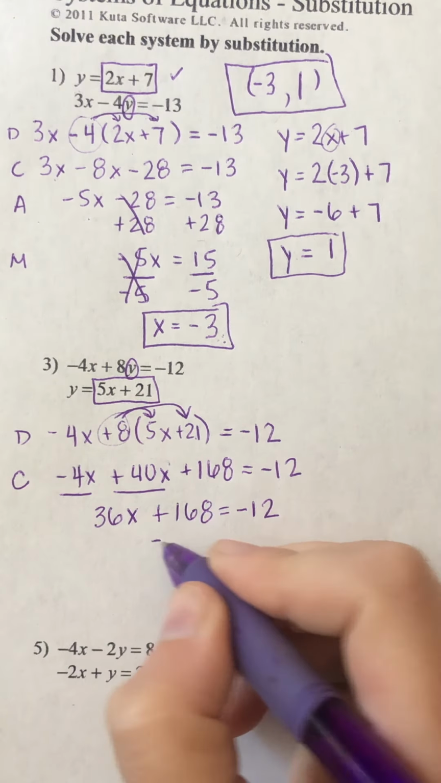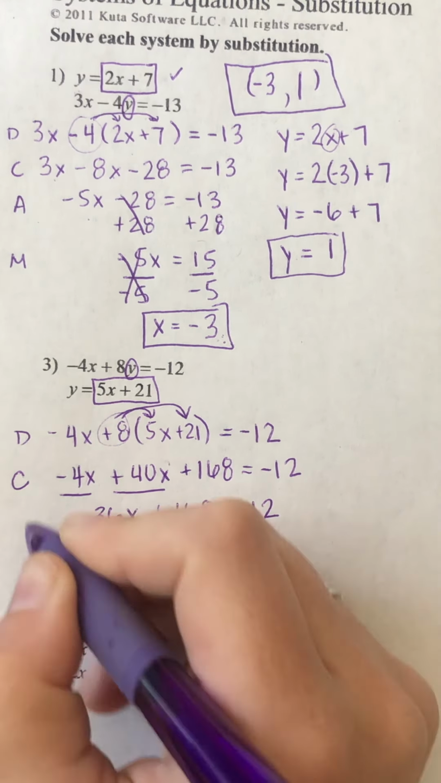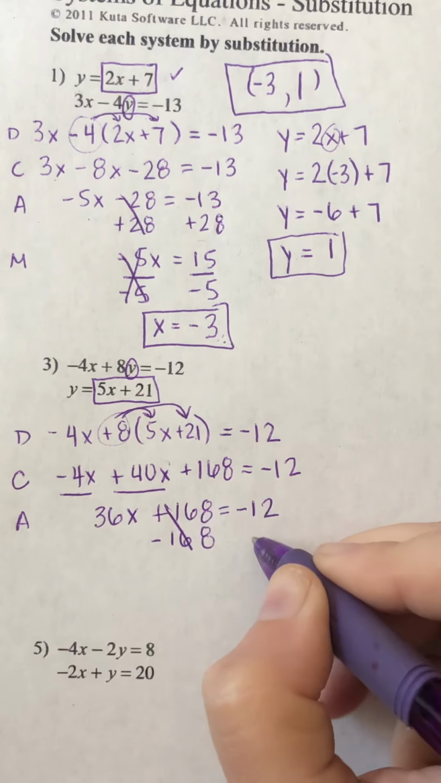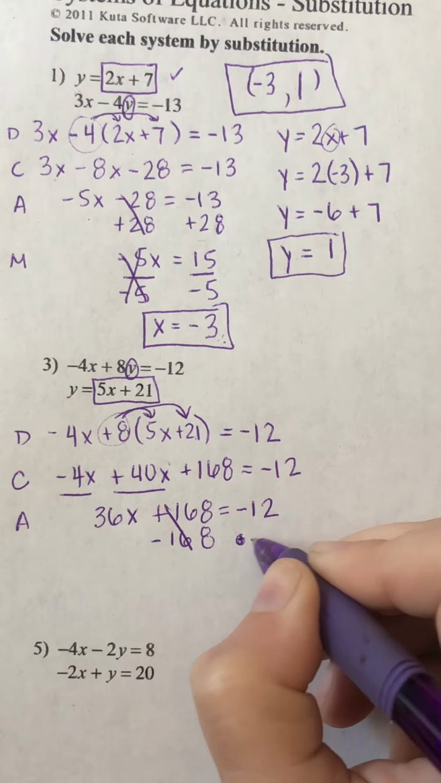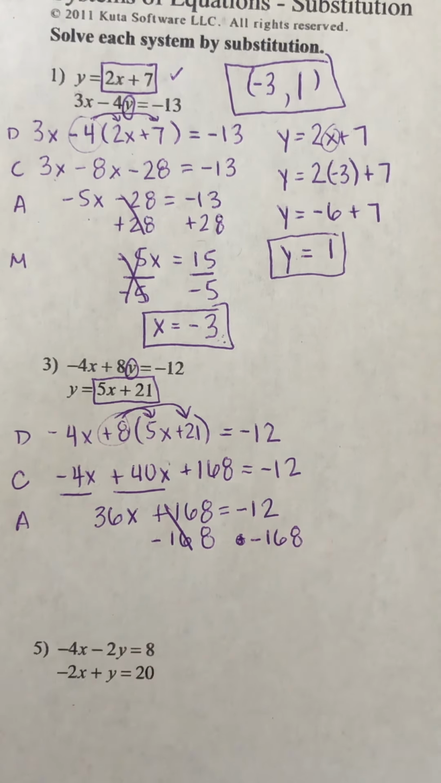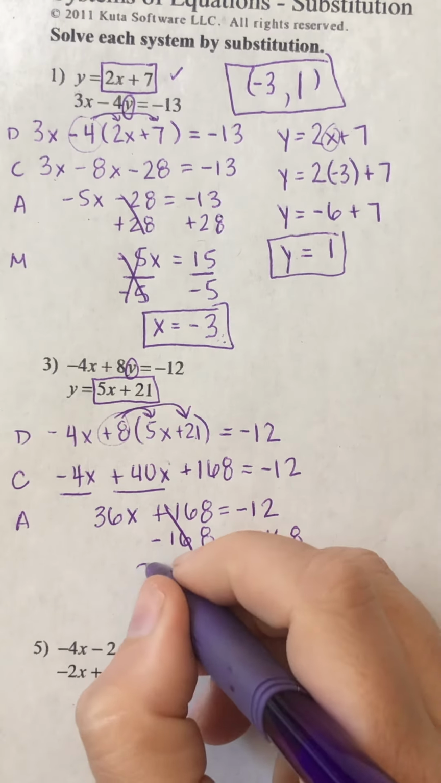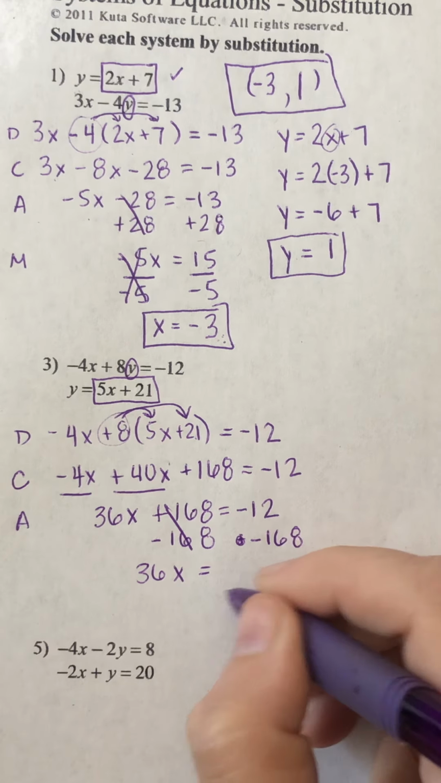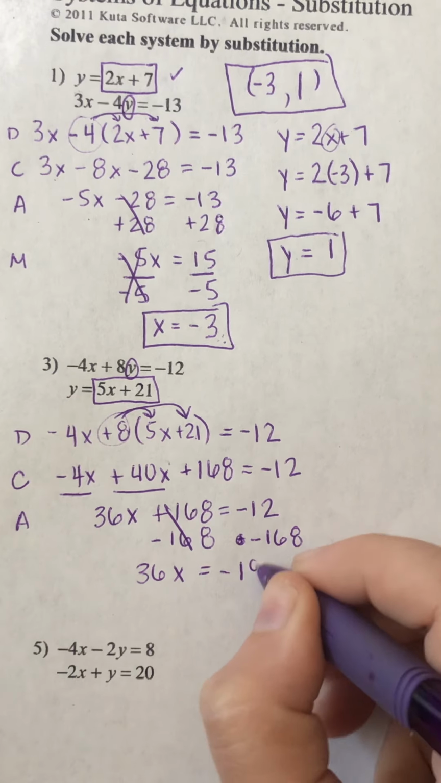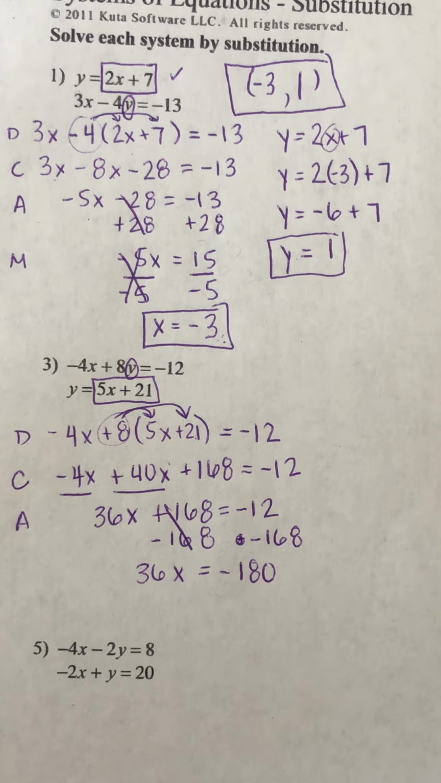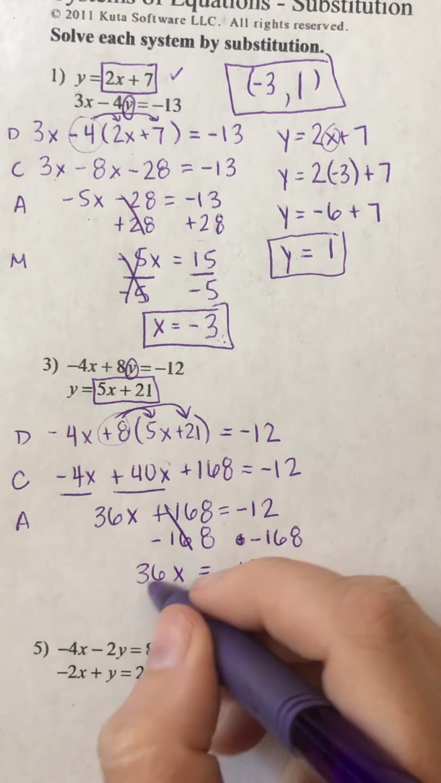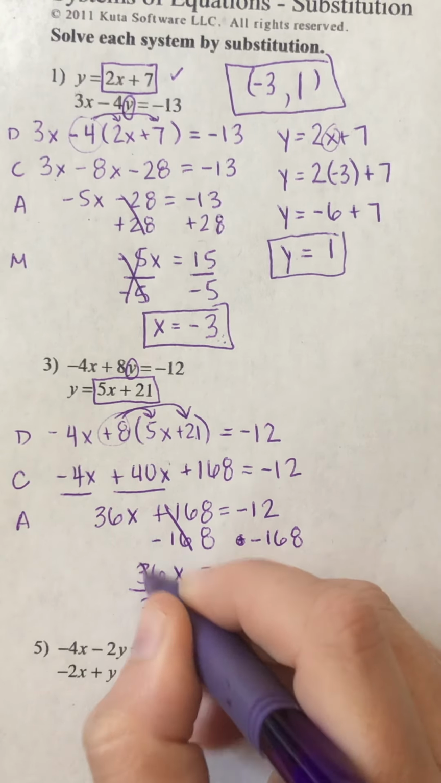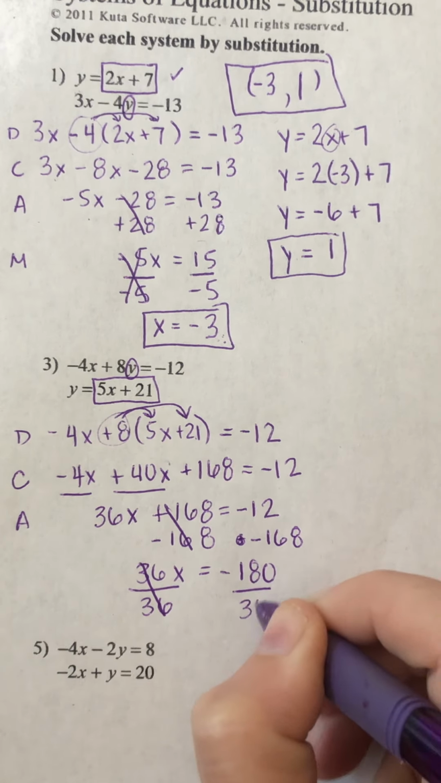All right, we're going to subtract 168. So we're going to add and subtract. Subtract 168, and it looks like that's going to give us 36x is equal to negative 180. All right, divide by 36 and divide by 36.